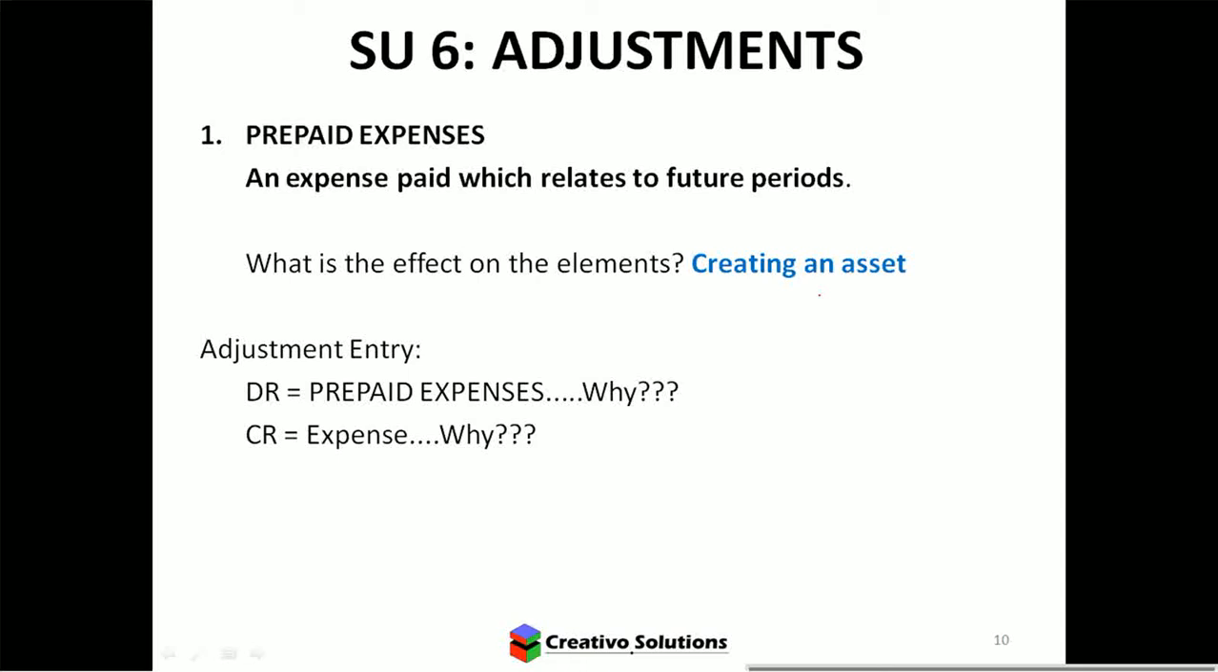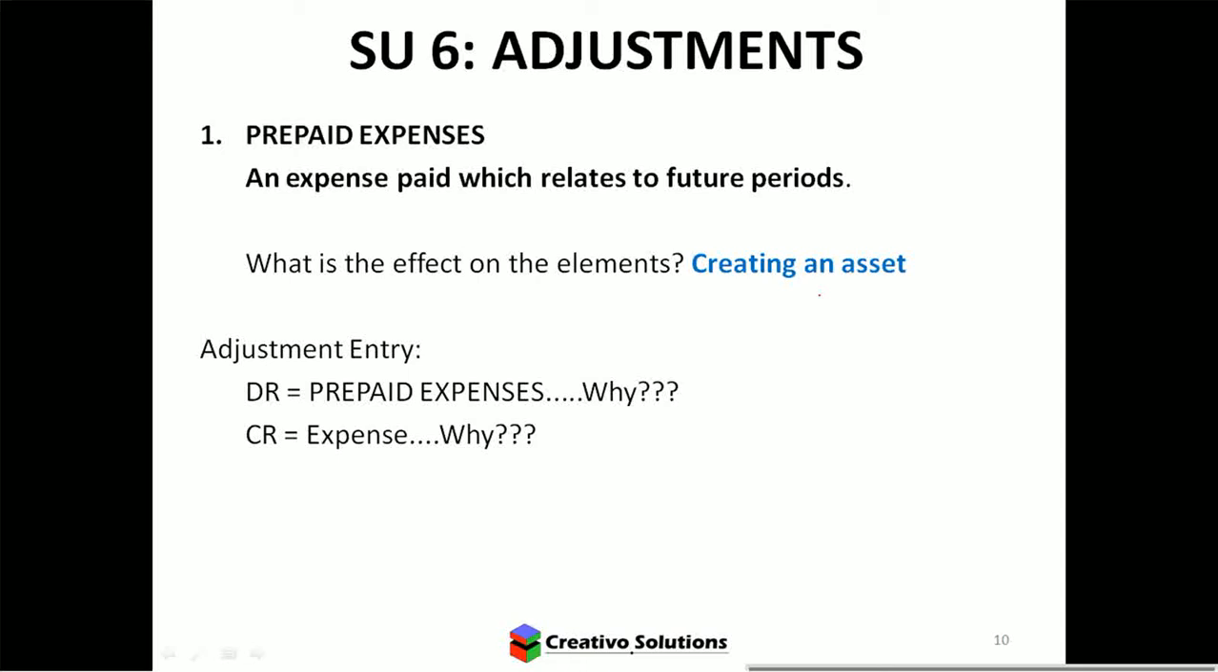If you're creating an asset, do assets have debit balances? Yes, they do. Right, so debit prepaid expenses and then credit the expense. Can you motivate why we credit the expense? We actually mentioned it earlier, but let's see if you can think of the reason. Why do we credit the expense? Did I pay too much or too little? You pay too much. Correct.